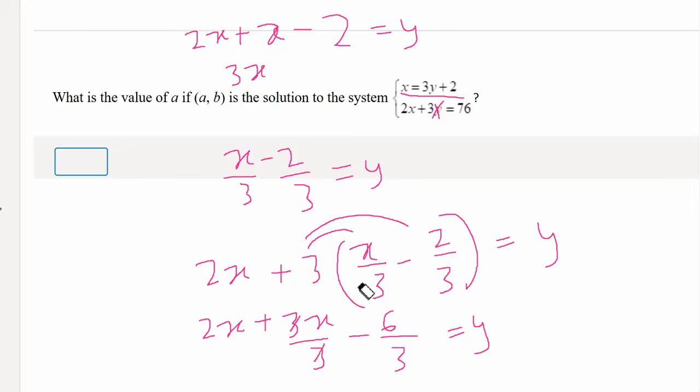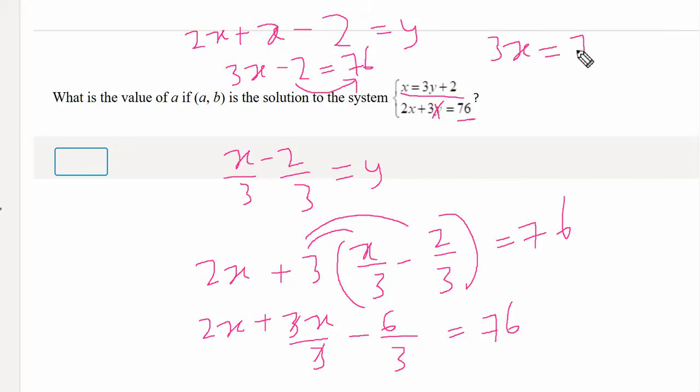Sorry, not this y. I'm supposed to replace this. Let's remove this y, because this is not equal to y, this is equal to 76. Let me just replace it here as well, because I put the first equation and the second equation, right? So that's equal to 76. So 3x minus 2 is equal to 76. I'm going to take this to the other side. I get 78. 3x equals 78.